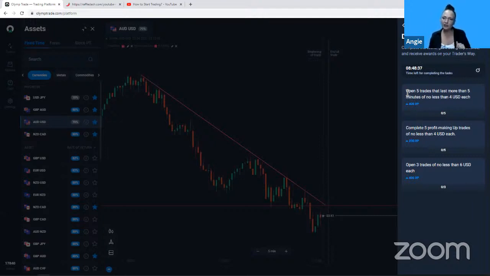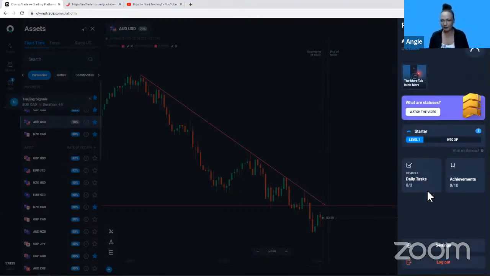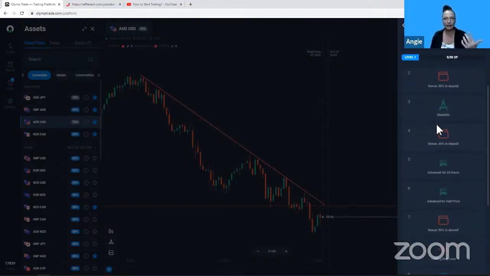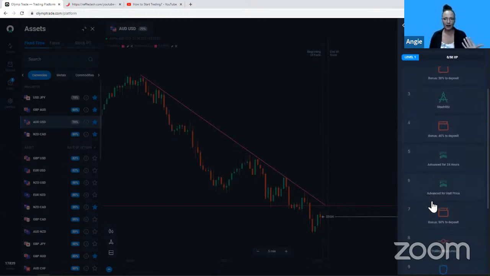The quick little thing I want to show you is that I have to open 5 trades that last more than 5 minutes of no less than $4. Here's also $4, but here it's like a little tricky. So I have to open at least 3 trades that are no less than $6. So technically, I can complete this and these tasks parallelly if I open not $4 trades, but $6 trades. And as we complete these tasks, my friends, so basically I have to open some up trades, $4 trades, $6 trades. As you complete the Trader's Way, you get XP points, you get additional bonuses and perks. You get to try out the advanced status at the 5th level and so forth. So definitely check that out.